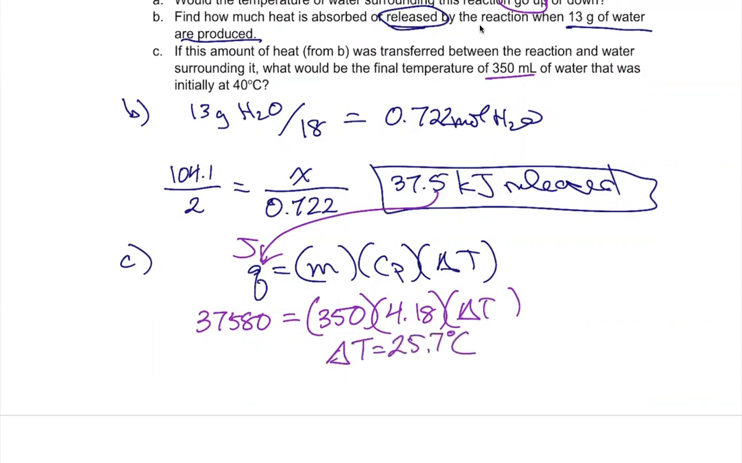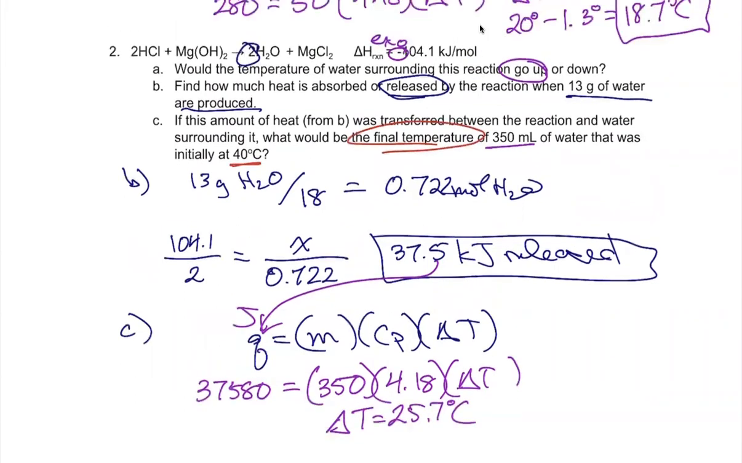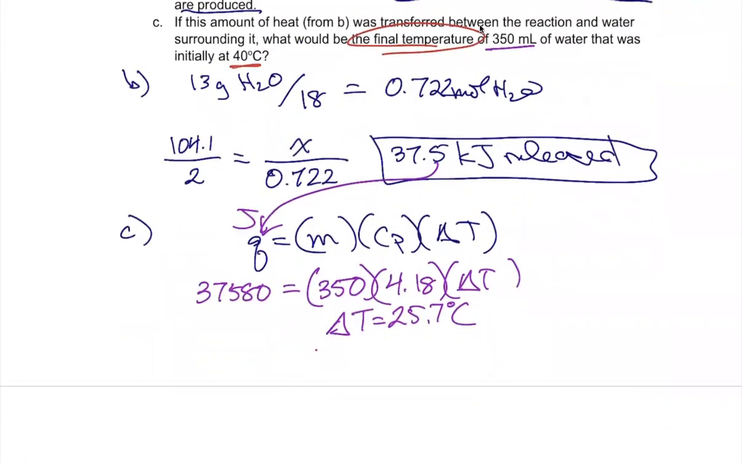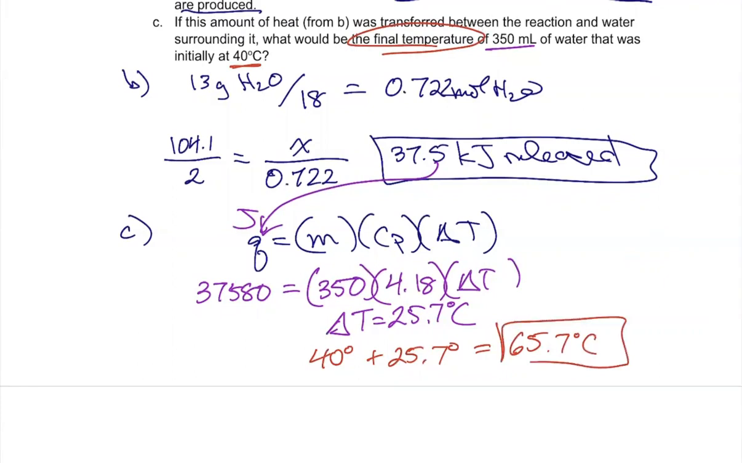The question's asking me for the final temperature, starting at 40. I know since this reaction's exothermic that things are going to get hotter. So if we're starting at 40 degrees and I'm getting hotter by 25.7 degrees, that'll give me a final temperature of 65.7 degrees Celsius.